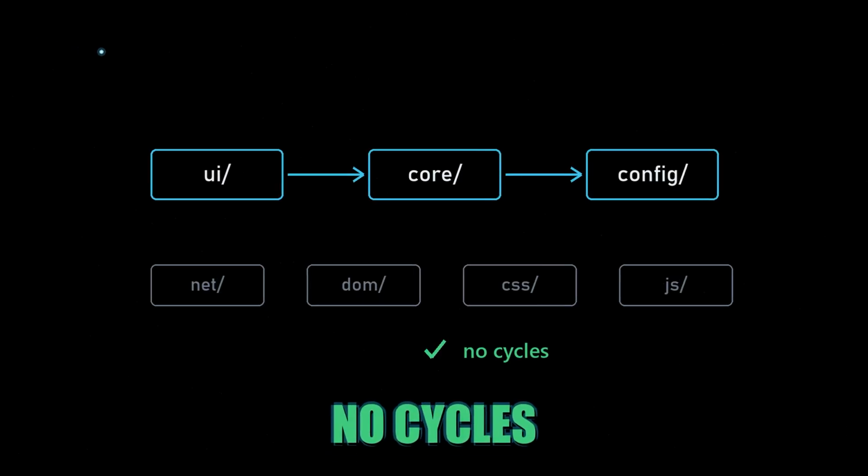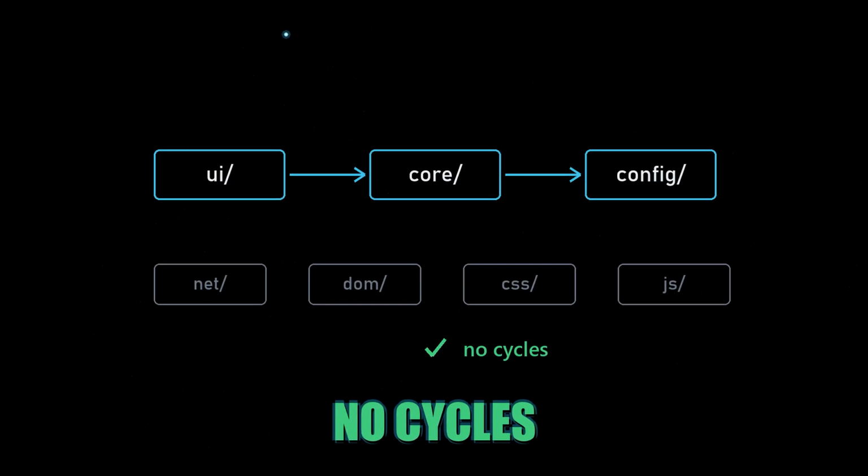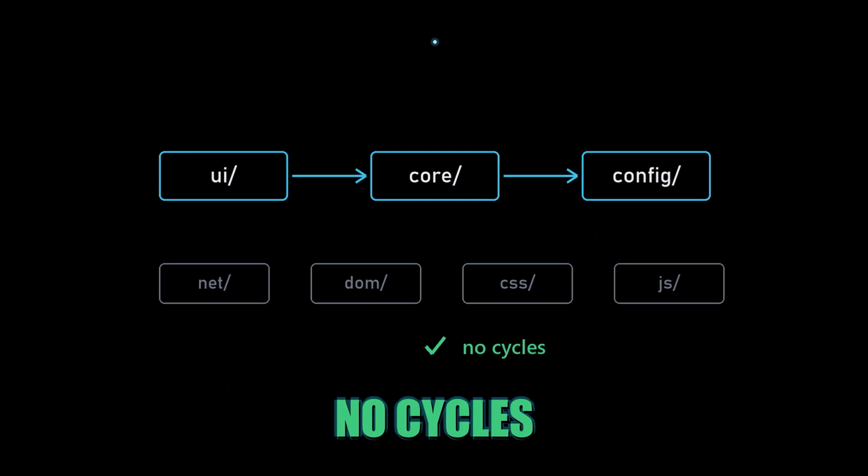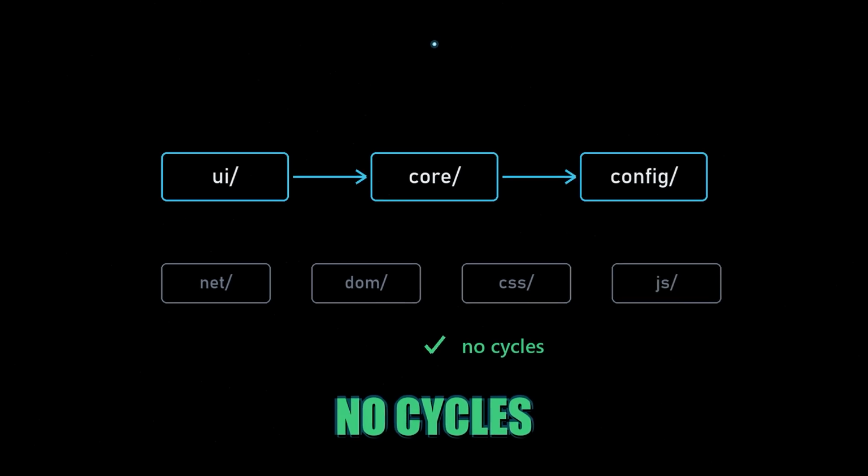And the arrows still point one way. UI leans on core leans on config leans on nothing, no cycles. No file secretly reaching back up the chain. Which means every piece of this can be tested on its own, and every future subsystem, the networking, the HTML parser, the layout engine, the JavaScript, has a clean place to land that already exists.